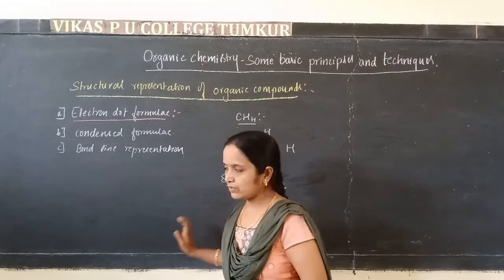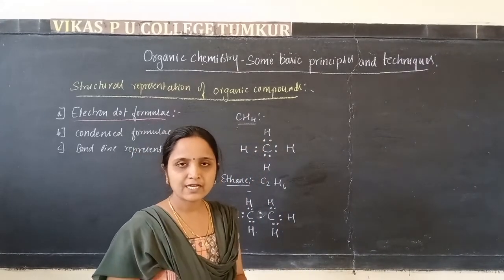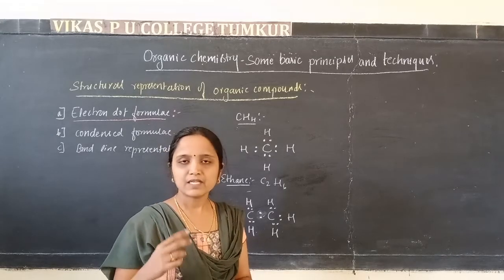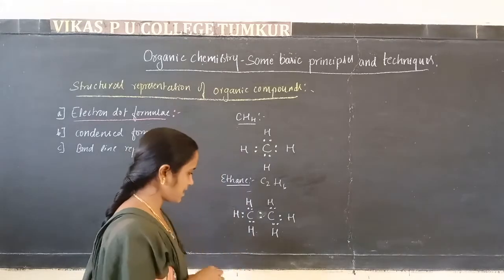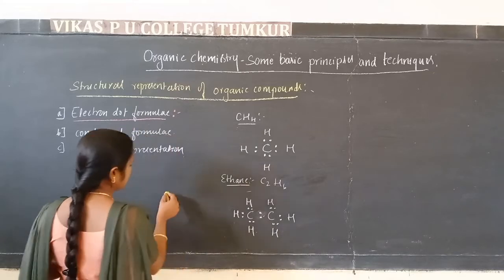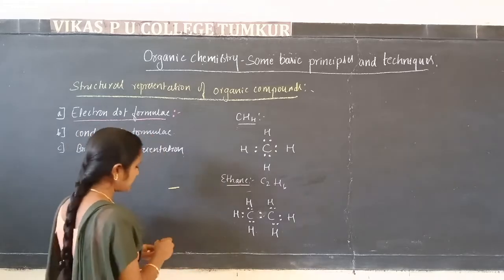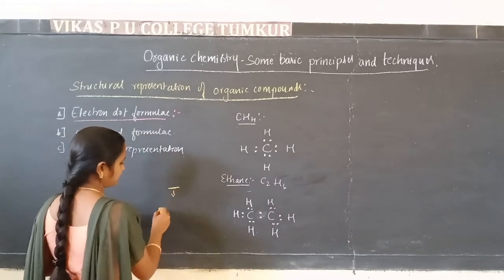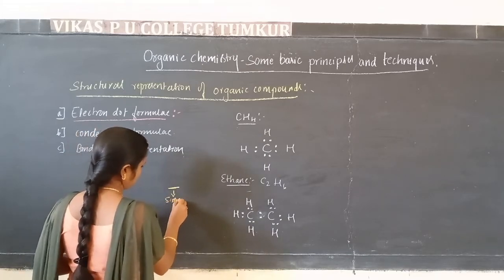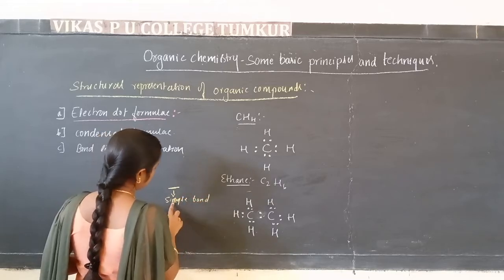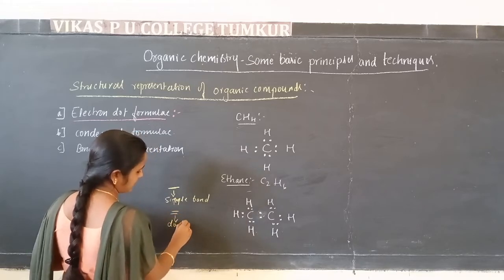This is about the electron dot formula. A pair of electrons gives a covalent bond, and it is represented by a dash. If there is a single dash, we call it a single bond. If there is a double dash, we call it a double bond.